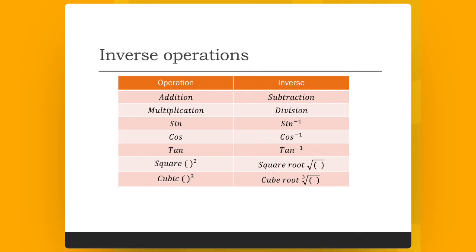The inverse of tangent is written as tan to the minus 1 or inverse tan function. The inverse of square is square root, and the inverse of cube is cube root.